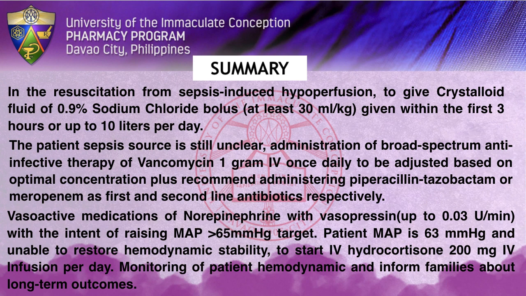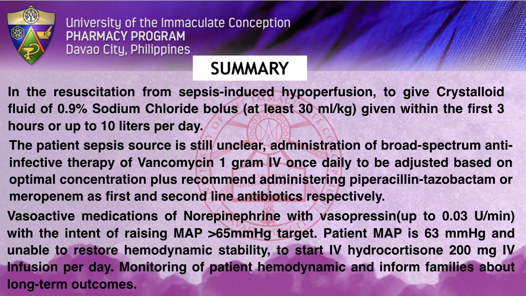In the resuscitation from sepsis-induced hypoperfusion, give crystalloid fluid of 0.9% sodium chloride bolus, at least 30 ml per kilogram, given within the first 3 hours or up to 10 liters per day. The patient's sepsis source is still unclear. Administration of broad-spectrum anti-infective therapy of vancomycin 1 gram IV once daily to be adjusted based on optimal concentration, plus recommend administering piperacillin tazobactam or meropenem as first and second-line antibiotics respectively.